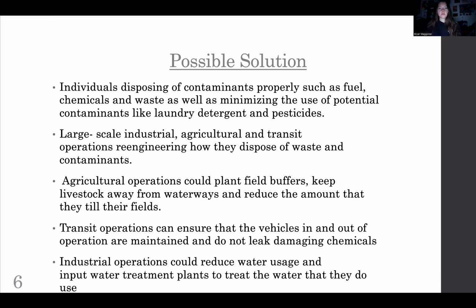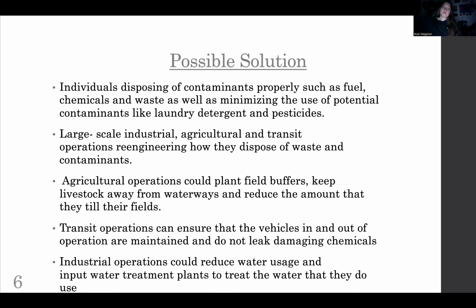On a large scale, because so much of water pollution comes from larger industries rather than individual people, like large-scale industrial, agricultural, or transit operations, all of these operations could re-engineer how they dispose of waste and contaminants and how they use their water. For example, agricultural operations could plant field buffers like shrubs and things like that to keep the solids on their land.